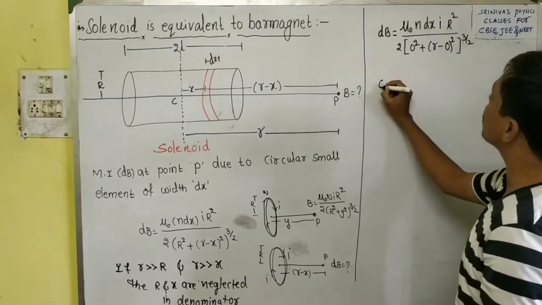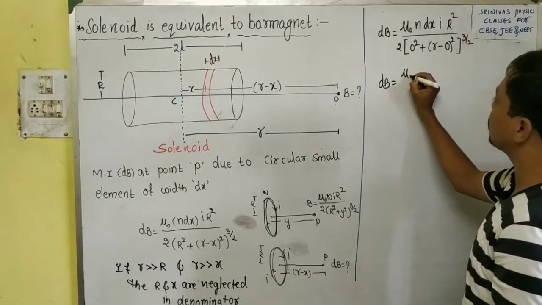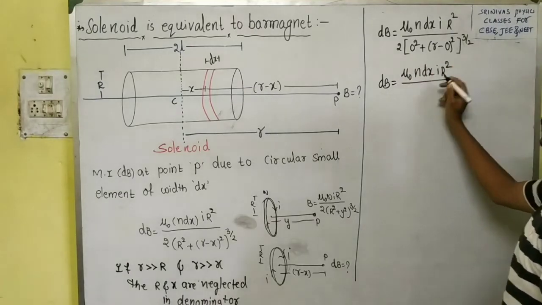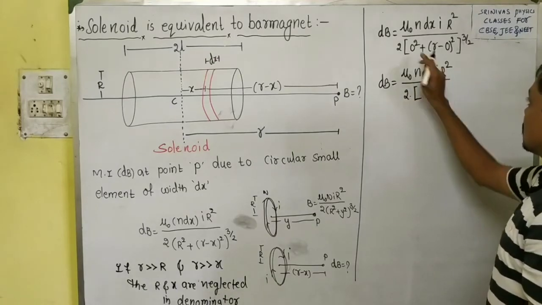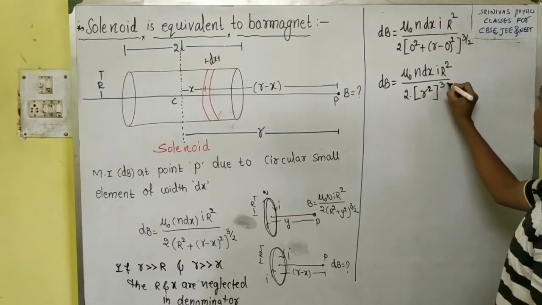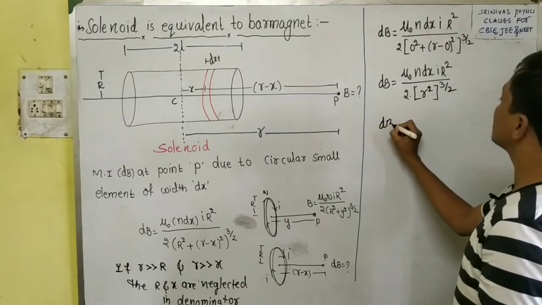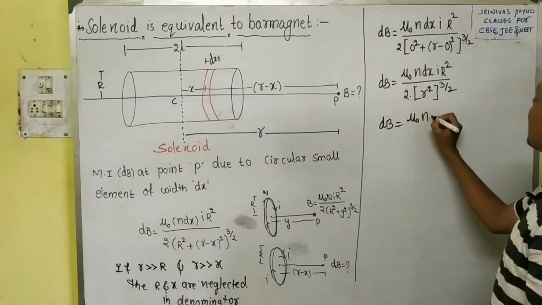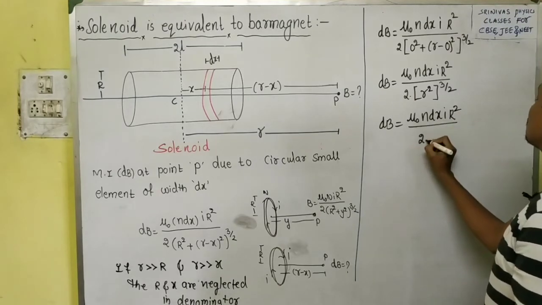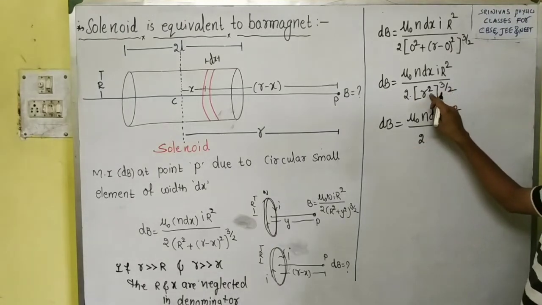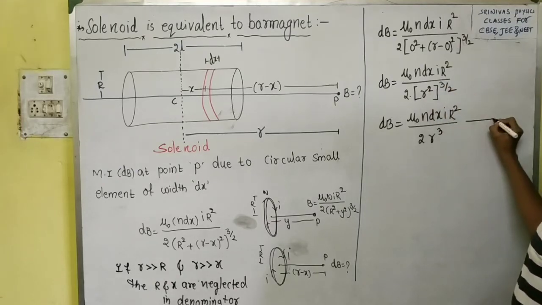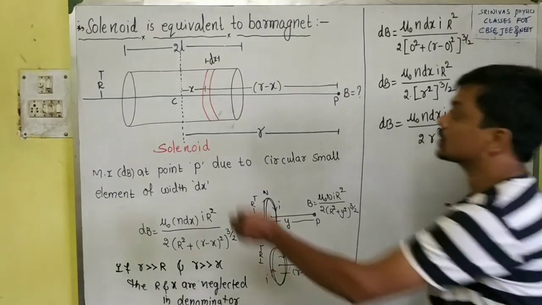Now we can simplify some more, that is dB is equal to mu naught n dx I r square by 2 into 0 plus small r whole square, that is r square whole power 3 by 2. Now some more simplification, dB is equal to mu naught n dx I r square by 2 into r square whole power 3 by 2. You have to multiply the power, 2 into 3 by 2, that is 2 will cancel, r cube we will get. This we will consider as equation 1.